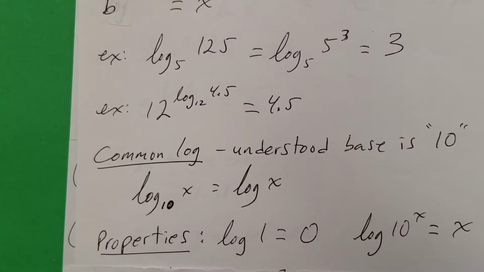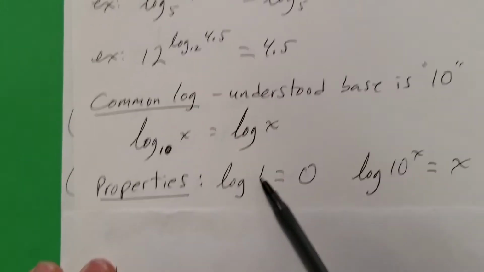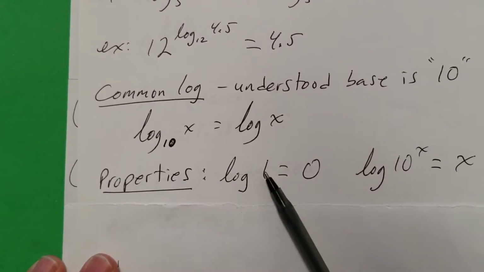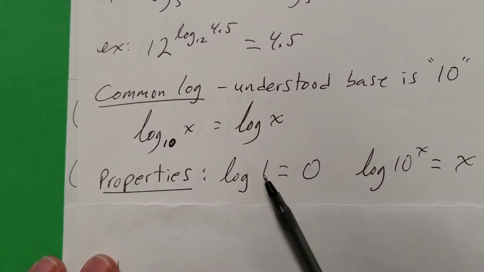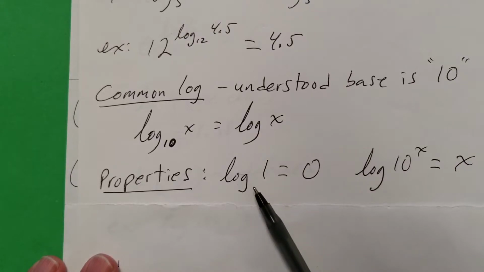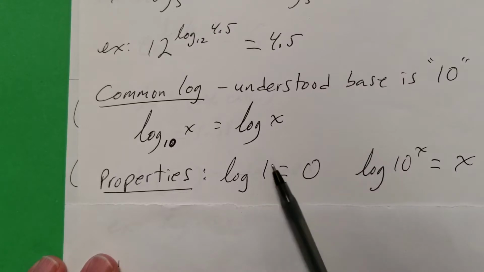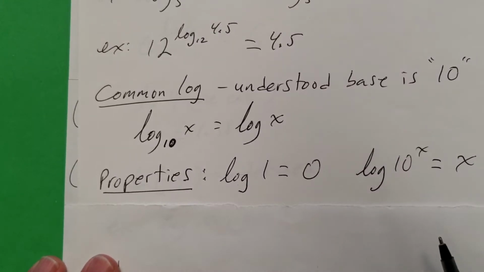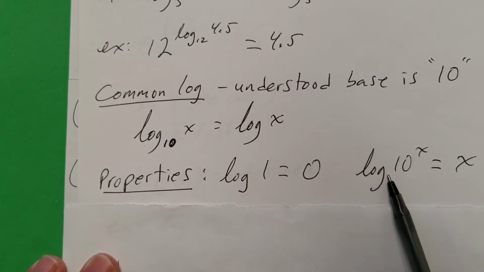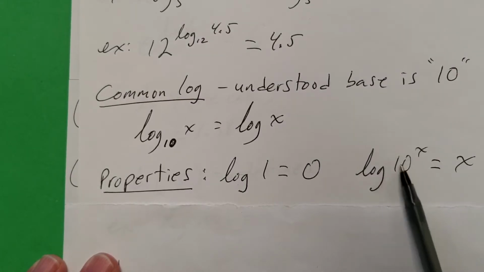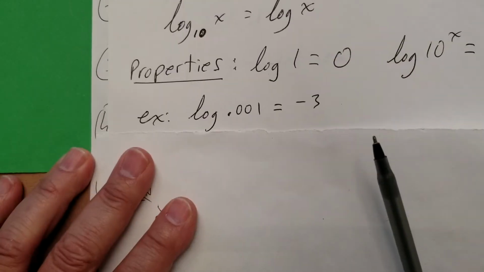So the properties, right? This is 10 here. So 10 to what power gives 1? Anything to the power of 0 gives 1, right? What about here? Well, you're supposed to know that there's a 10 here because it's common log, and these match, so this cancels, so you're just left with x, right? Let's do a couple.